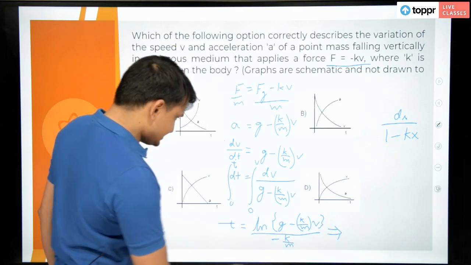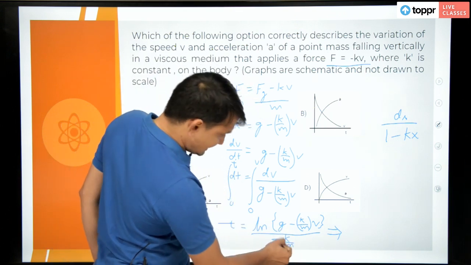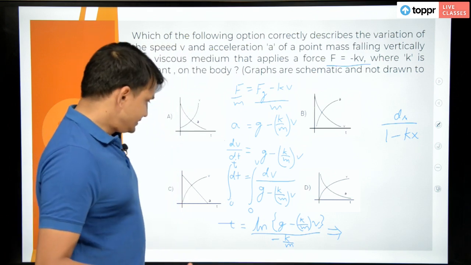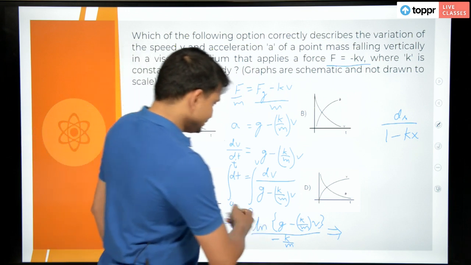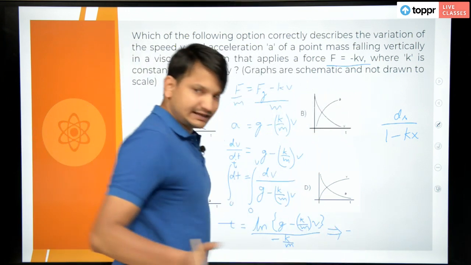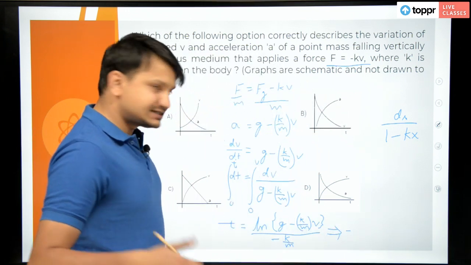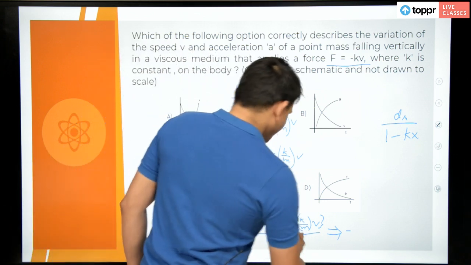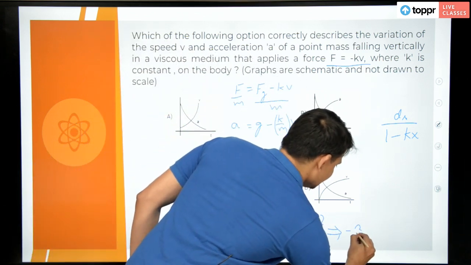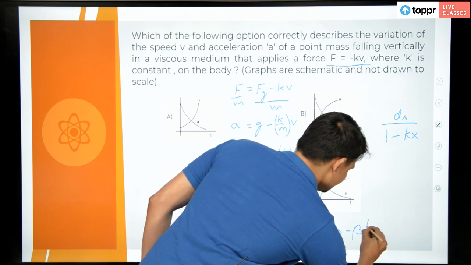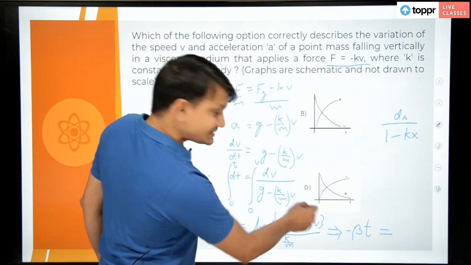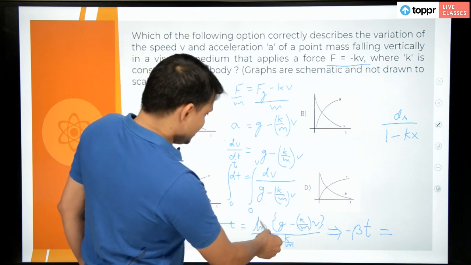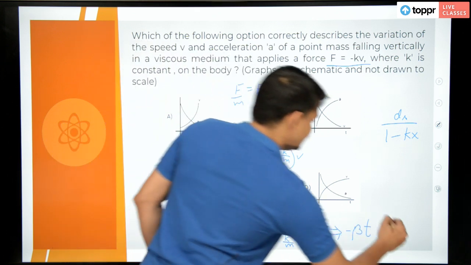So, let us name this whole thing k by m as, say, delta. Okay. No, delta could be confusing, let us name it beta. So, minus beta t equals ln of this thing here total. So, ln of g minus beta v.